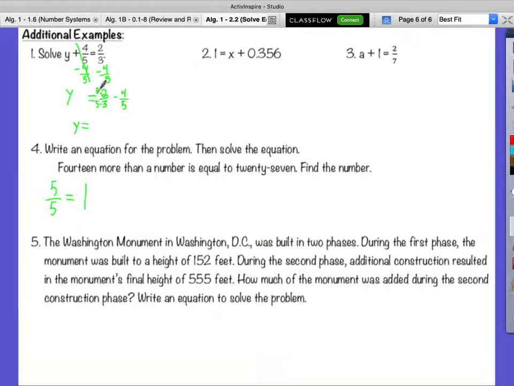Now, 5 over 5 is just 1. So if we multiply it by 5 over 5, are we changing the actual number? If you multiply by 1, are you changing the number? No, 5 over 5 is 1. No, we are not. So that's why we multiply the top and the bottom, because we're not actually changing the number. We don't want to change the number, we just want to change the way it looks.